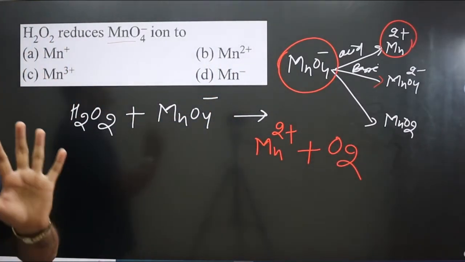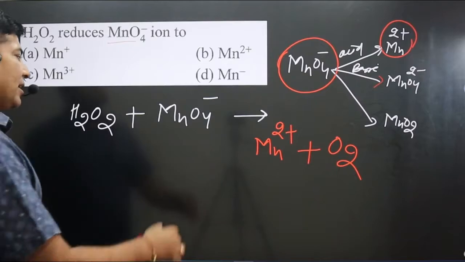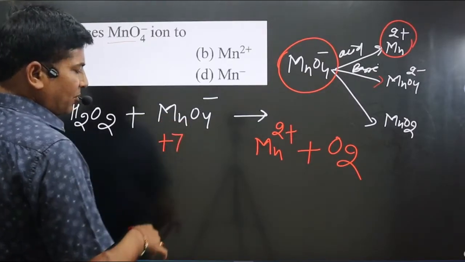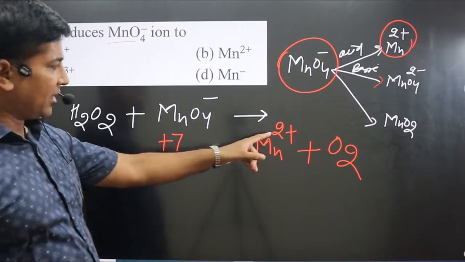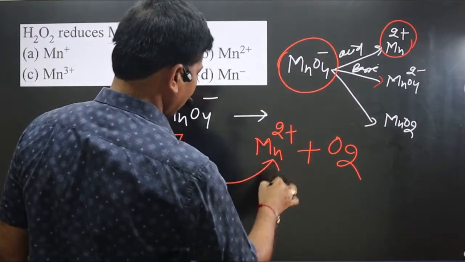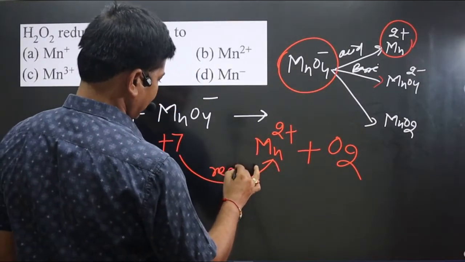This is a complete redox reaction. You can see manganese is present in plus 7 oxidation number. MnO4 minus is there, so it will become plus 7. In this case plus 2 is there. A decrease in oxidation number is always a reduction reaction.